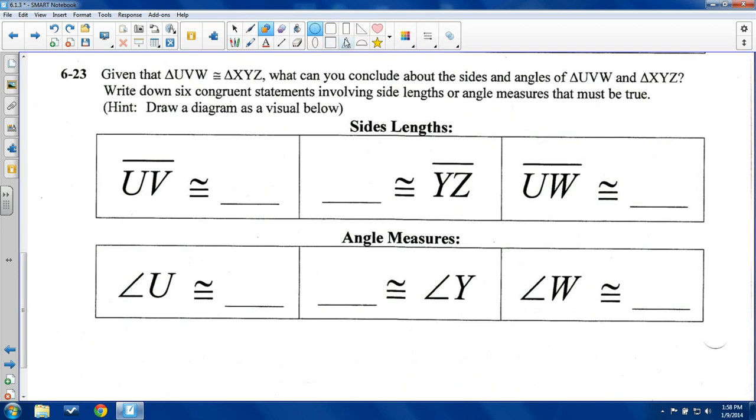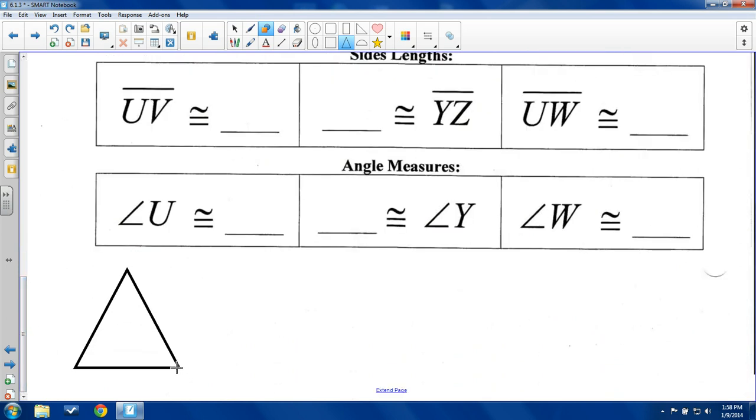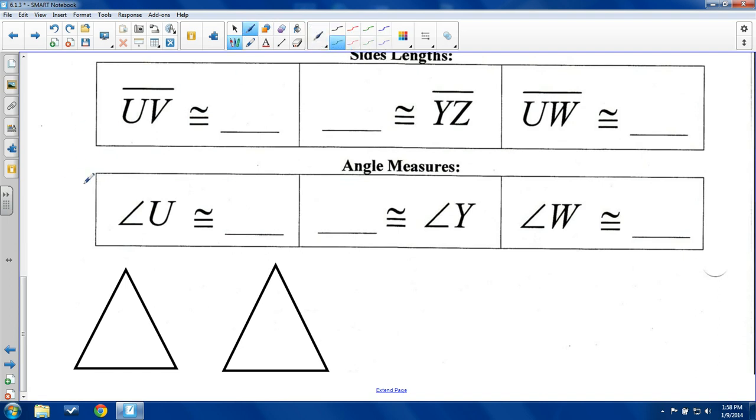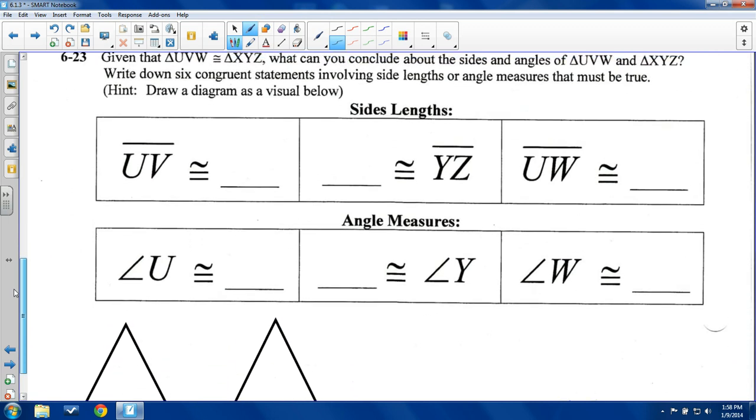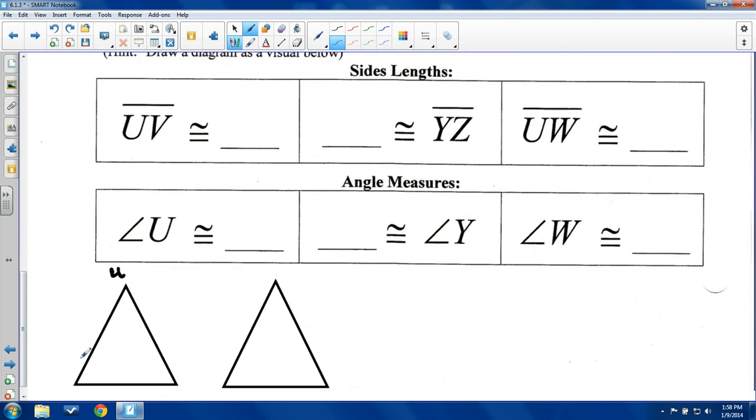Let's just do triangles. Let's just make them look like this guy, and let's pretend that this is the exact same thing. They look close enough to me. Okay, and let's label these, what did they say? UVW and XYZ. Okay, now these triangles are congruent.